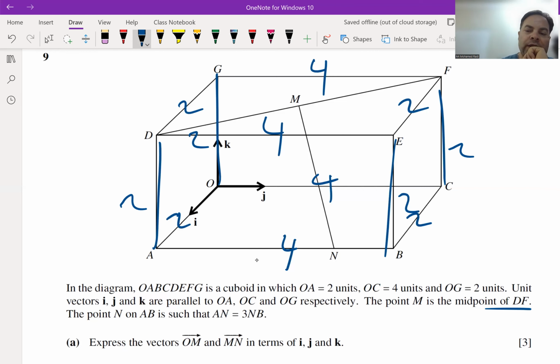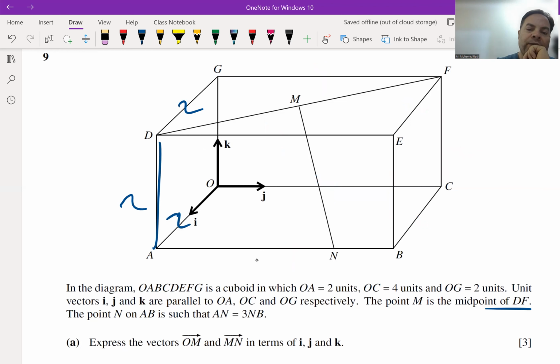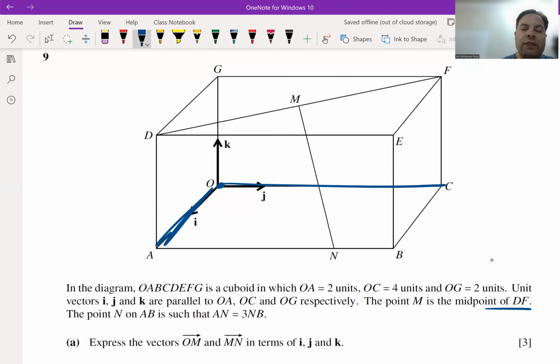So express vectors in terms of i, j, and k. You have to start each one from the origin. The origin here is O, it's written. So I will start from O. If you move from O to A it is 2i, from O to C is 4j, from O to G is 2k.